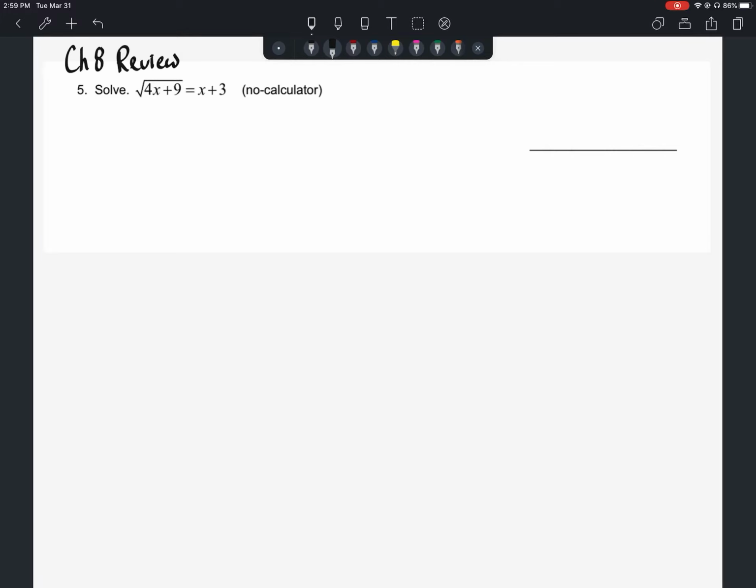All right, welcome to problem number 5 from the Chapter 8 review. The problem asks us to solve this equation. We've got the square root of 4x plus 9, and that equals the quantity x plus 3. So let's just take this and rewrite it down here below.